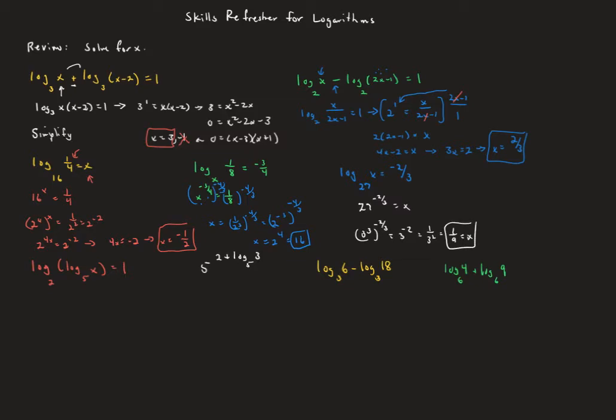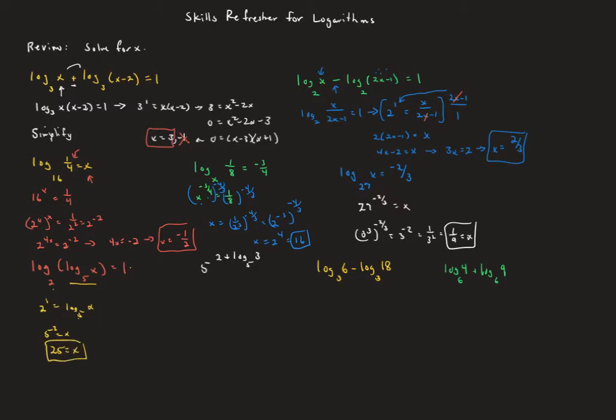The next one, we're going to raise 2 to the first, and that's going to equal the inside of our first logarithm, logarithm base 5 of x. We'll do it again. 5 to the second is x, and so that means that x is 25.